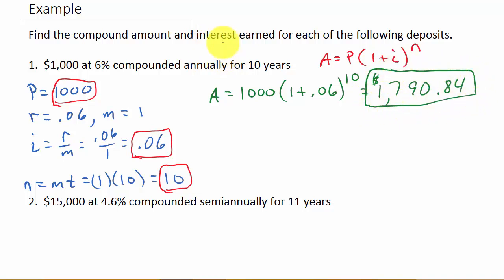But notice they also want us to calculate the interest earned. So the interest earned, well, that would be the compound amount minus the amount you deposited.